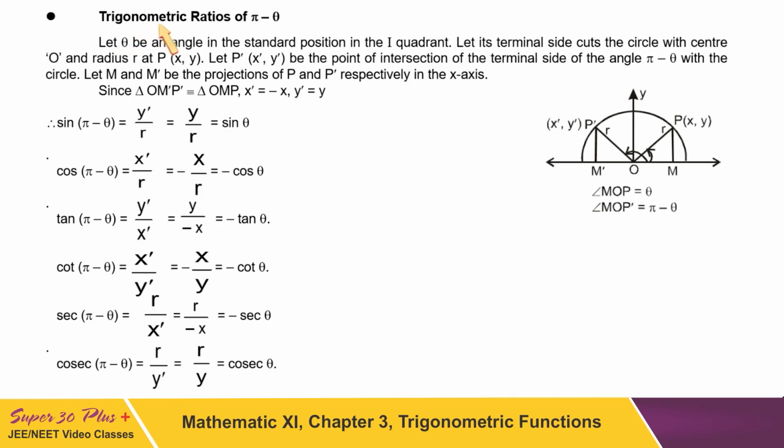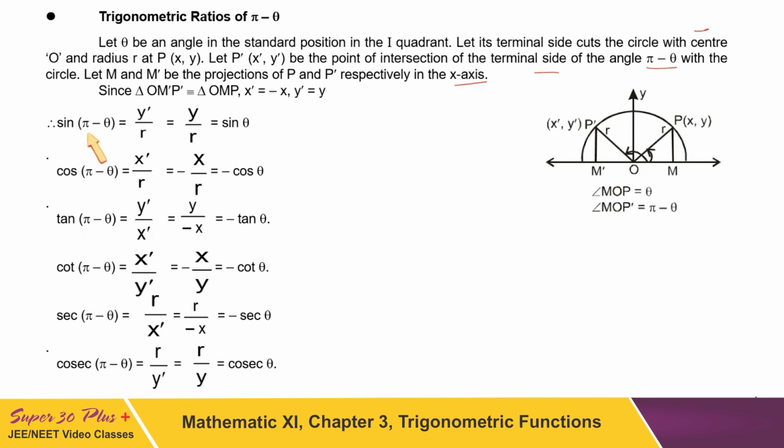Now here are the trigonometric ratios for angle pi minus theta. Let theta be an angle in the standard position in the first quadrant. Let its terminal side cut the circle with center O and radius R at P. Let P dash, X dash, Y dash be the point of intersection of the terminal side of angle pi minus theta with the circle. Let M and M dash be the projections of P and P dash respectively on the x-axis. Since the triangle OM dash P dash is similar to the triangle OMP, X dash is equal to minus X and Y dash is equal to Y.